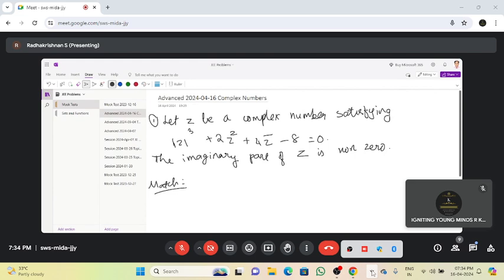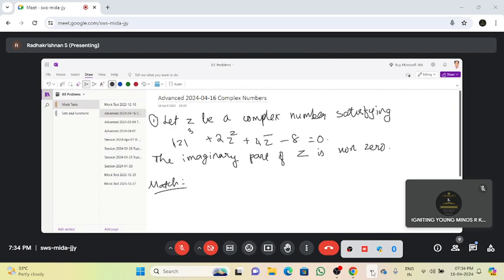Okay, so this is the first question. Let z be a complex number satisfying mod z cube plus 2z square plus 4 conjugate of z minus 8 equal to 0. Okay, and it is given that the imaginary part of z is non-zero. So z is not a real number, it is a complex number. Its imaginary part is non-zero. So this is a condition. Okay, the equation is given.